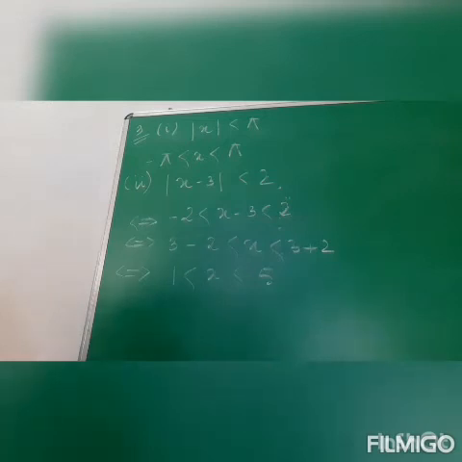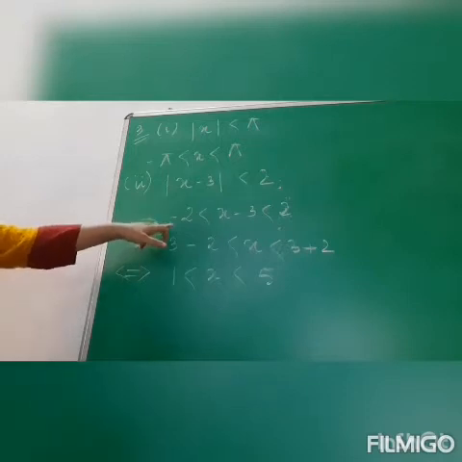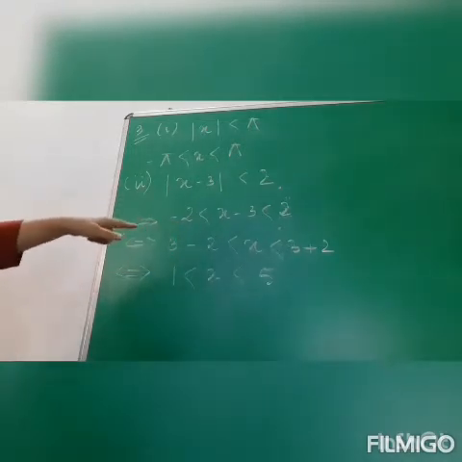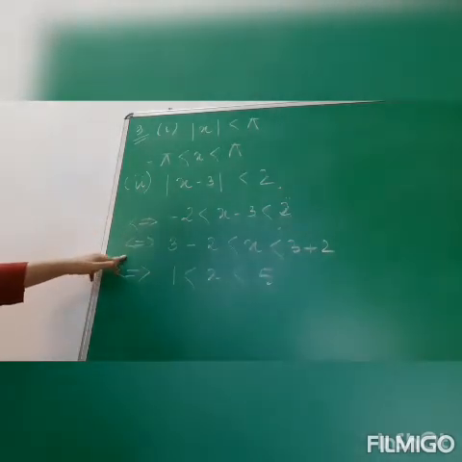Okay, so now let us move on to number 2. Mod of x minus 3 is less than 2. This also from the properties we can write that minus 2 is less than x minus 3, that means x minus 3 is greater than minus 2 and less than 2, if and only if. This sign means if and only if.